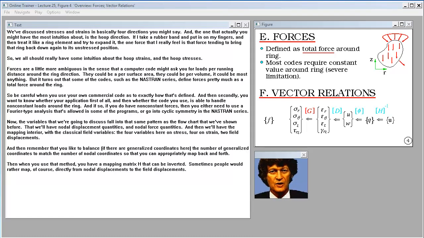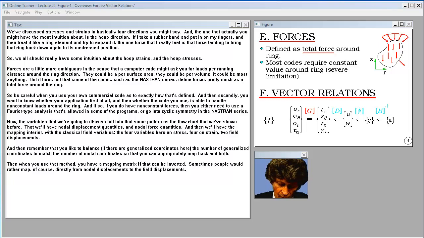We've discussed stresses and strains in basically four directions, you might say. And the one that you might have the most intuition about is the hoop direction. If I take a rubber band and put it on my fingers and treat it like a ring element and then try to expand it, the one force that I really feel is that force tending to bring that ring back down again to its unstressed position. So we all should really have some intuition about the hoop strains and the hoop stresses.